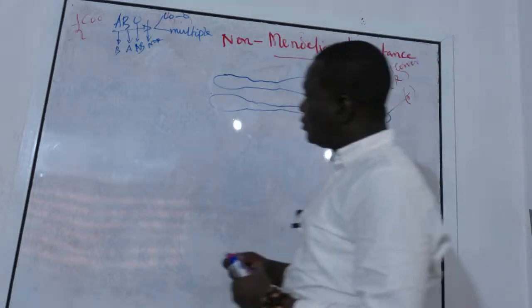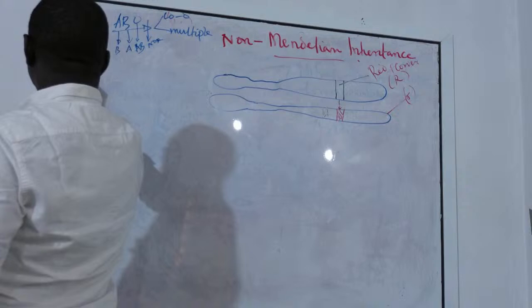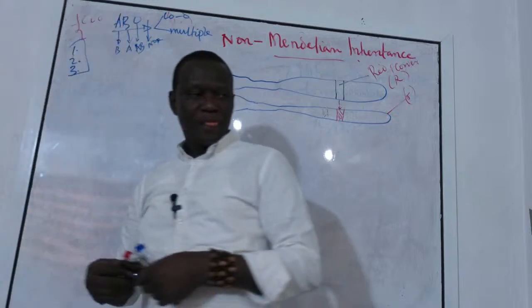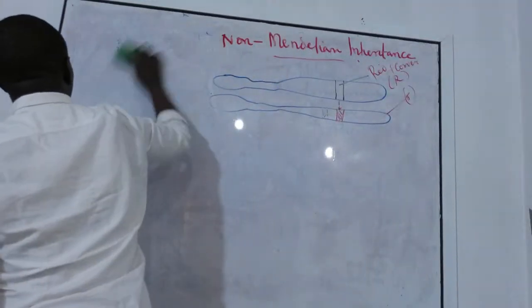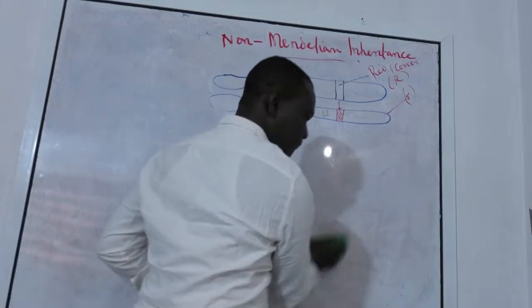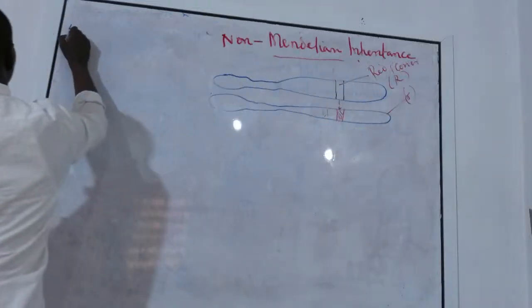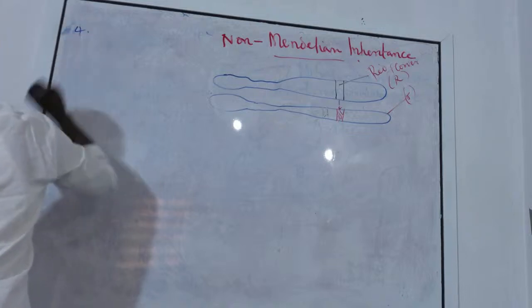So I said number one is incomplete dominance, number two is codominance, number three is now multiple allele. And you find out that ABO blood grouping is also an example of deviant genes from Mendel's law. Okay. So this fourth one is polygenic inheritance. The law of polygenic inheritance, which is number 4.